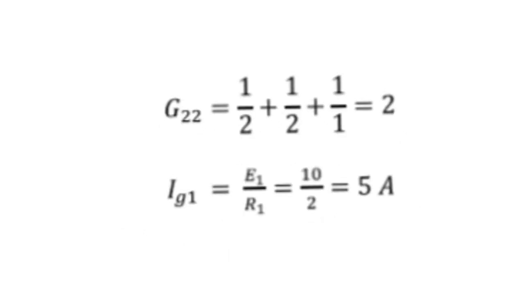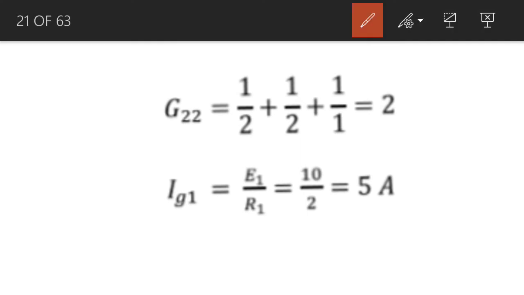So we have calculated Ig1, and Ig1 is basically equal to the voltage of the voltage source that has been connected to the first node, divided by the resistance of the resistor which is in series with this voltage source. The voltage of the voltage source connected to the first node is 10 volt, and the resistance of the series resistor is 2. So Ig1 is 5 ampere.